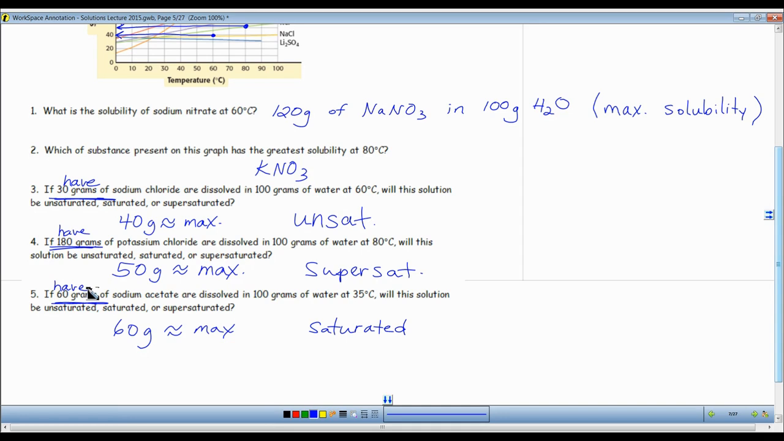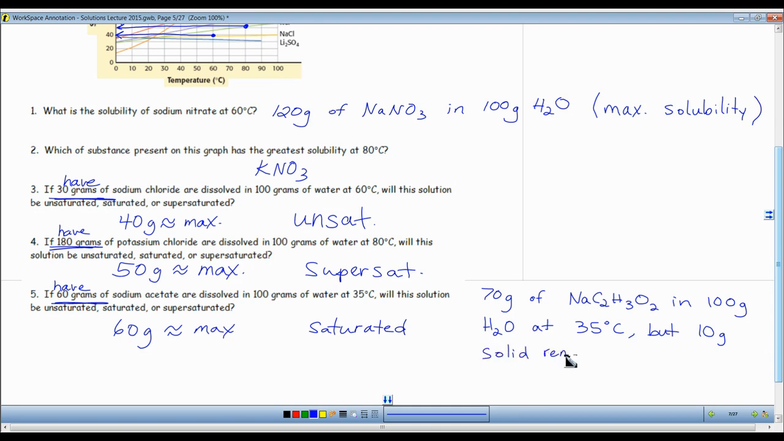Now, a couple other little ways to spin this. What if they said something like this? 70 grams of the sodium acetate in 100 grams of water at 35 degrees, but 10 grams of solid remain undissolved.